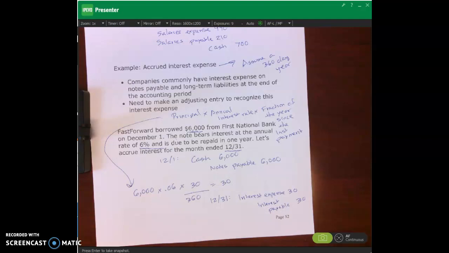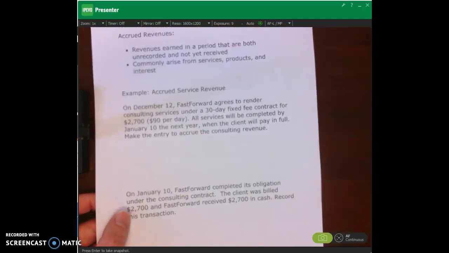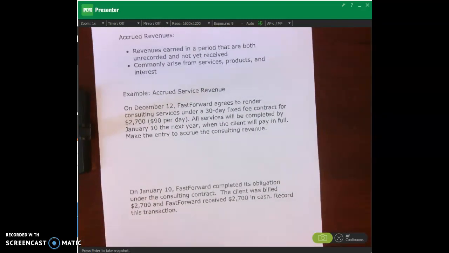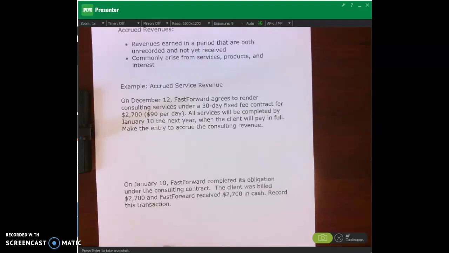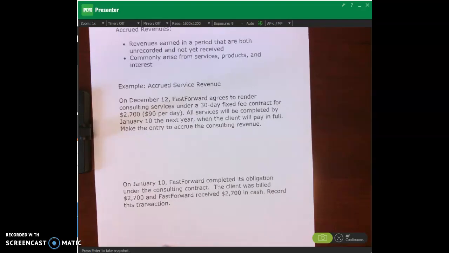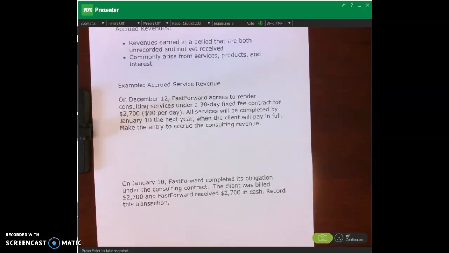Let's take a look at accrued revenues. So our accrued revenues are revenues in a period that are not yet recorded, and we haven't received cash for those revenues yet. Those can be for situations, remember, we've provided some consulting services, but we haven't yet been paid, and we haven't recorded the fact that we've earned revenue. So we have to record that we've earned those revenues.